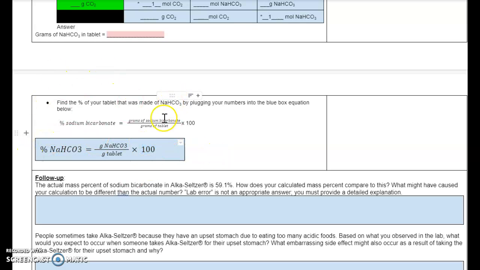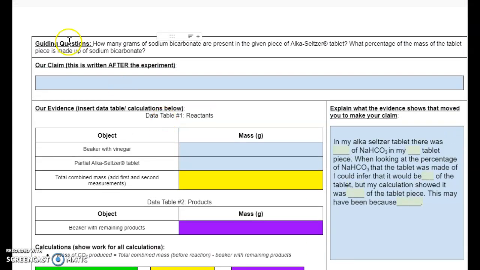Once you have this data, you'll go back up and answer your claim. The claim is written after. You're answering the two questions, so there should be 2 sentences for your claim. How many grams of sodium bicarbonate are present in the given piece of Alka Seltzer tablet? In our given piece of Alka Seltzer tablet, there was blank grams of sodium bicarbonate, or NaHCO3. What percentage of the mass of the tablet piece was made up of sodium bicarbonate? In our piece of tablet, it was blank percent sodium bicarbonate.